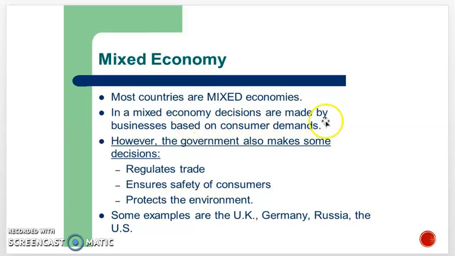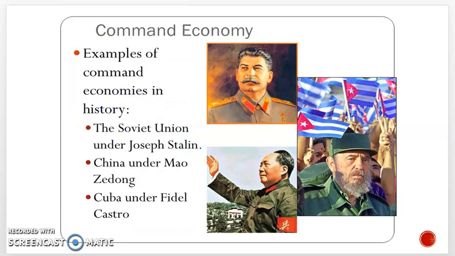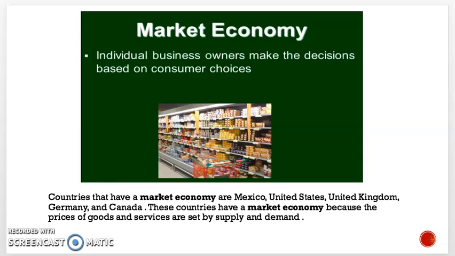In a mixed economy, decisions are made by business and based on consumer demands. However, the government makes some decisions. They regulate trade, they ensure the safety of the consumers, and they protect the environment. Okay, so this is where these countries are listed twice, because most countries are mixed economies, not specifically market economies like it had said before.